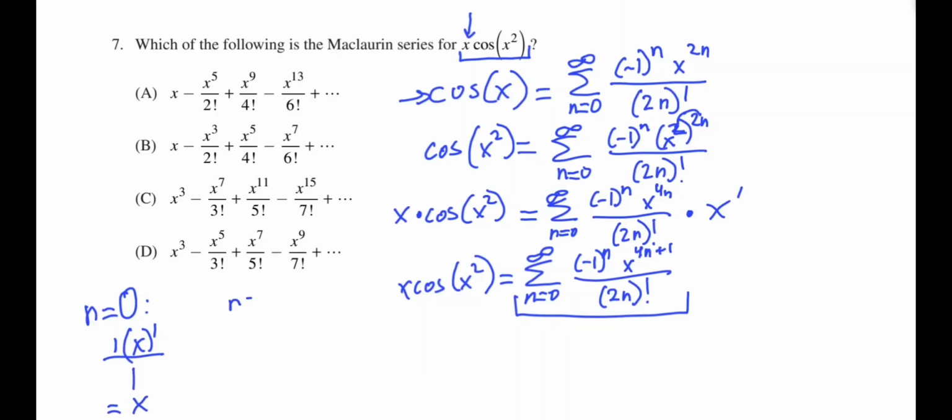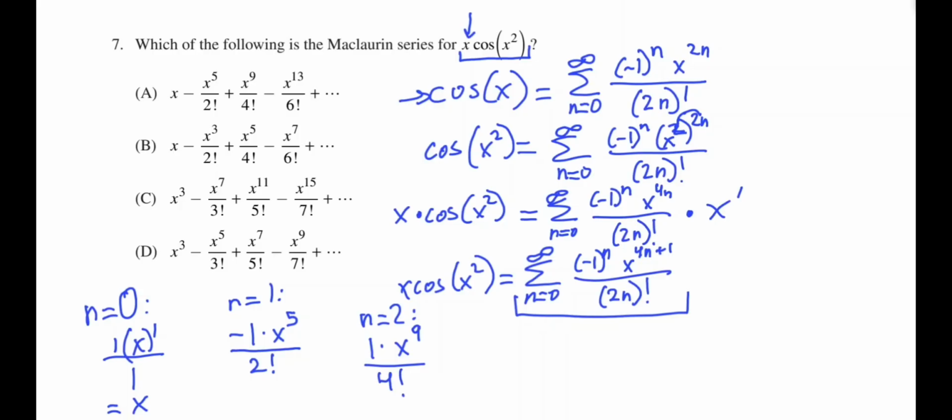And then when n is equal to 1, we have -1 to the first power would be a -1, and then times x to the power of 4 times 1 plus 1 would be a 5. Over at the bottom, we have twice 1 factorial, and 2 factorial would be 2 times 1, which would be a 2. Or I'll just put the 2 factorial down. And that would be the second term in the series. And then when n is equal to 2, we have -1 squared would be a positive 1, and then times x to the power of 4 times 2 plus 1 would be 8 plus 1, and that's going to be a 9th power of x. Over at the bottom, we have twice 2 would be a 4 and factorial.